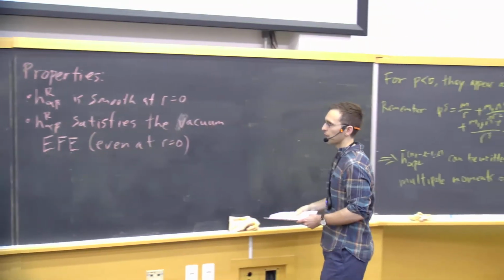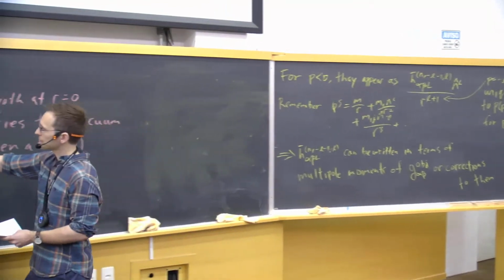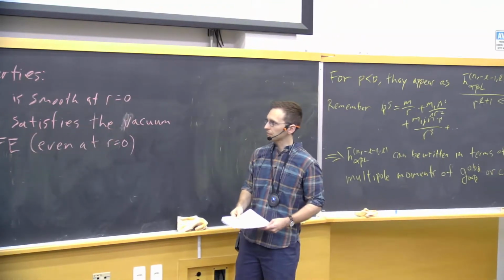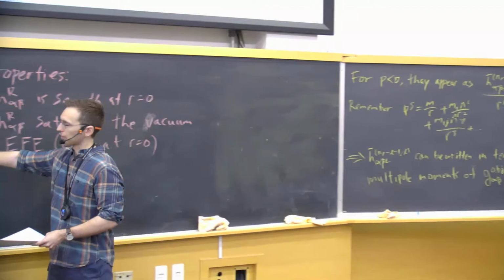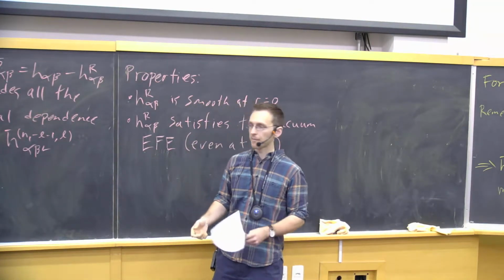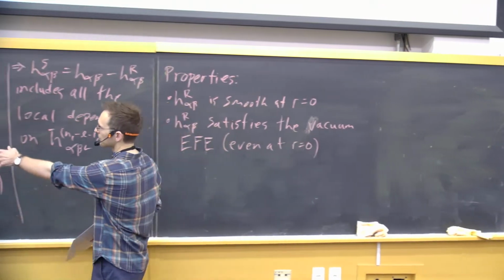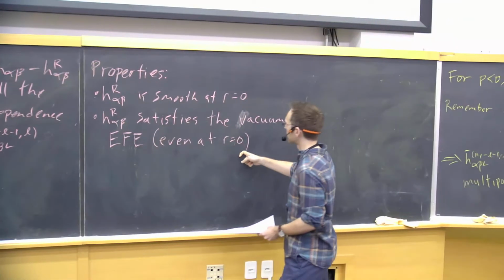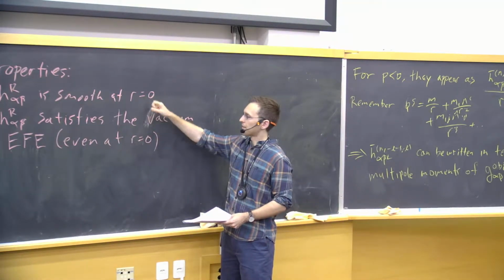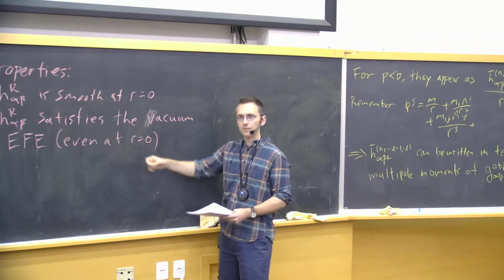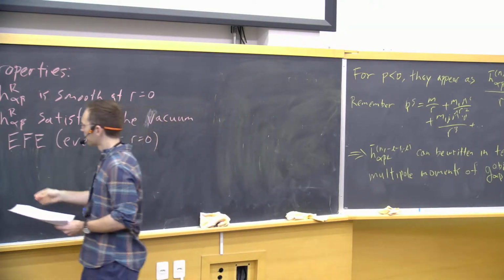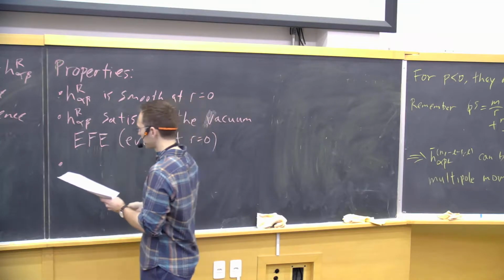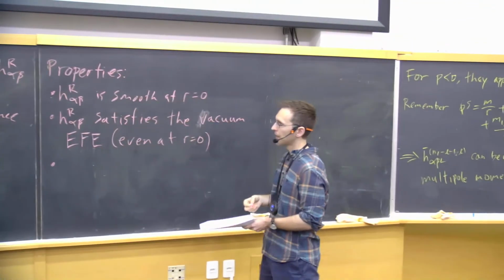So the way to see that is, remember, all of these coefficients were pre-specifiable functions of time. So I can just set them to zero in my solution if I want to, and I'll still be left with a solution. Which means that if I just take this piece, which is left over when I set all these to zero, I must have a vacuum solution, and because it's smooth at r equals zero, it's a vacuum solution at r equals zero. And this is to all orders in epsilon and r.